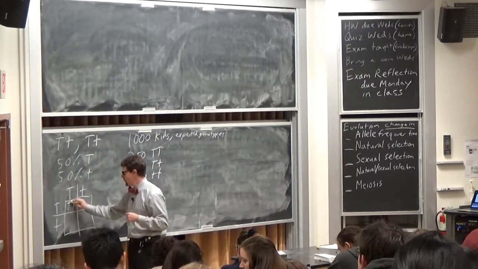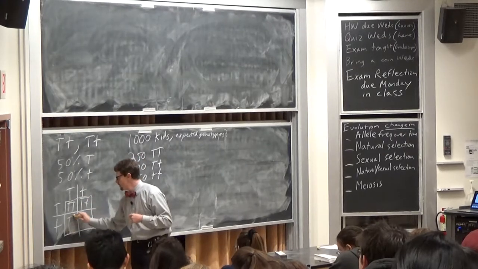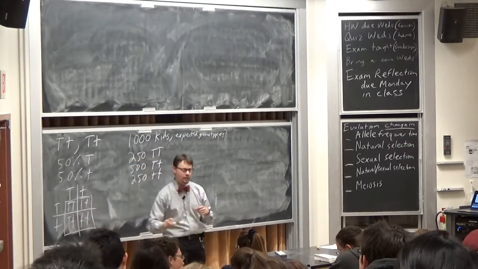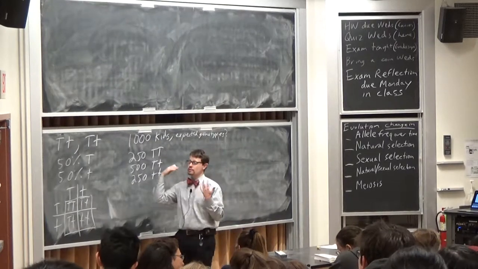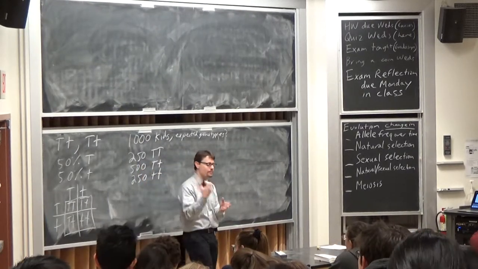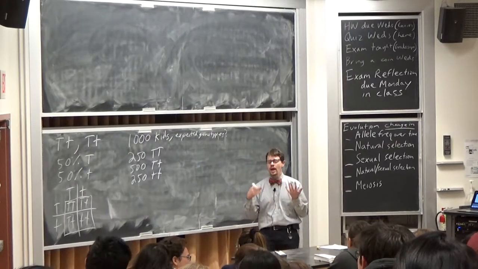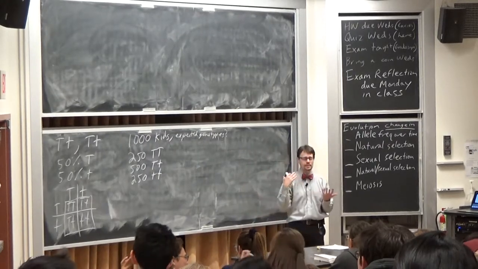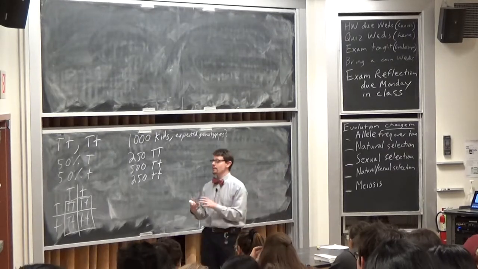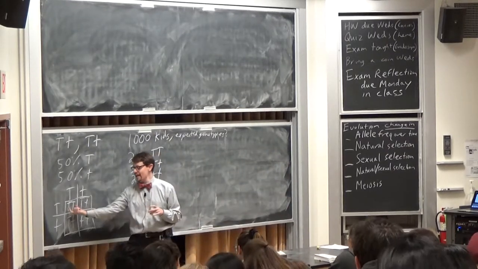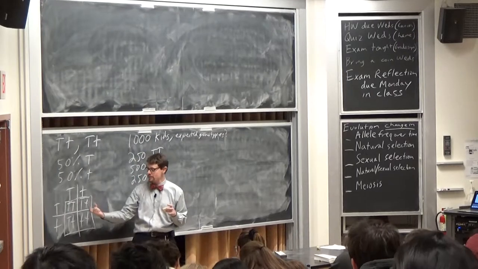All right, and so we have four possibilities that are equally likely. Essentially, when the male goes to make sperm, every sperm by a coin flip either gets the big T or the little T allele. Every egg that the female makes gets the big T or the little T allele. These are independent coin flips, and so the probability of two coins landing heads simultaneously is 25%.